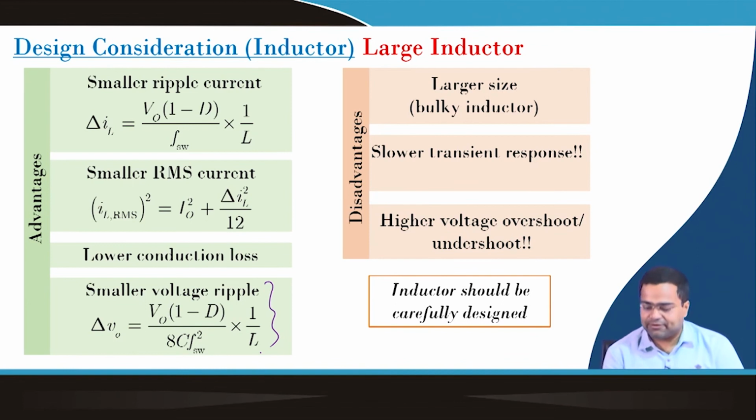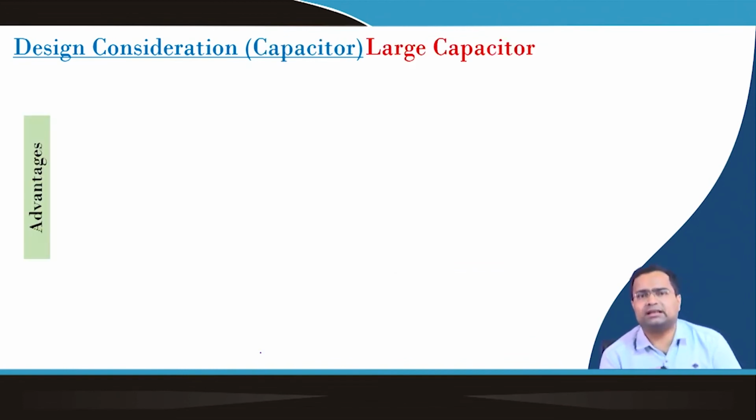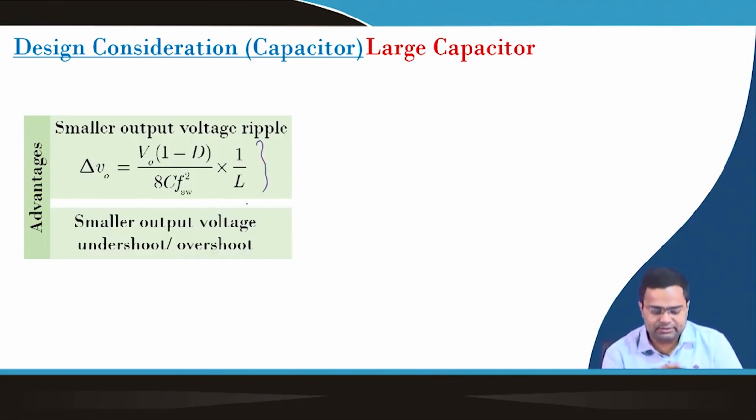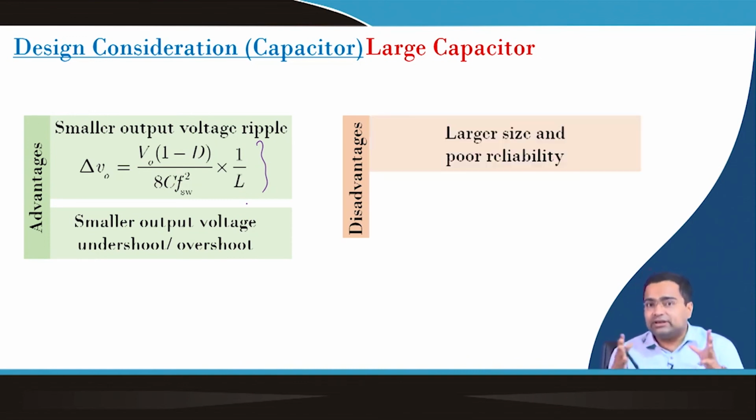So, inductor should be carefully selected. For capacitor, if we use a larger capacitor, naturally the output voltage ripple will get reduced, this is obvious, and we can also reduce the output voltage undershoot by choosing a larger capacitor, but the larger capacitor size will increase, and if the size increases in capacitor, the reliability issue also becomes important because the larger capacitor is more prone to failure.